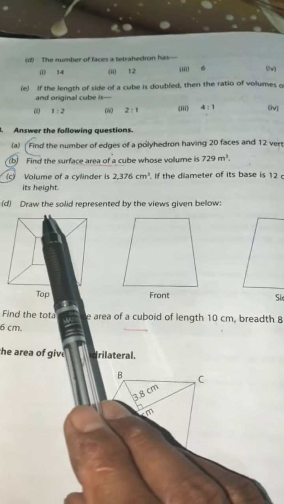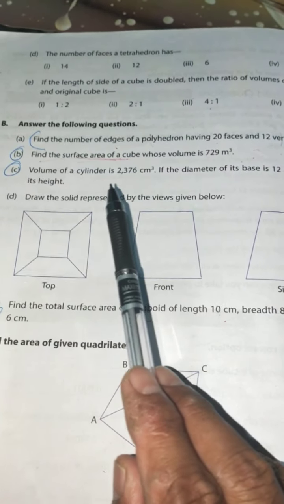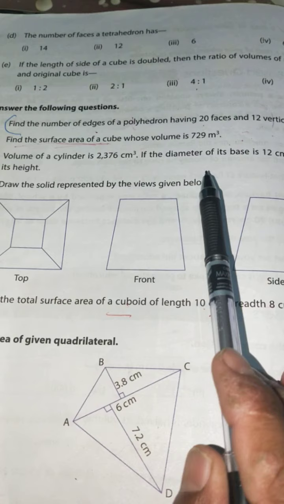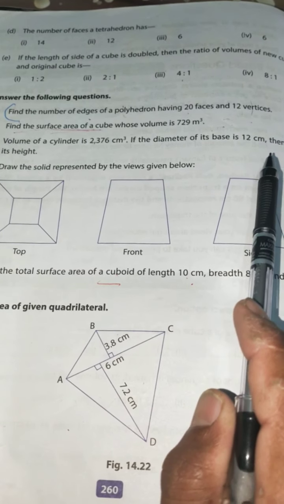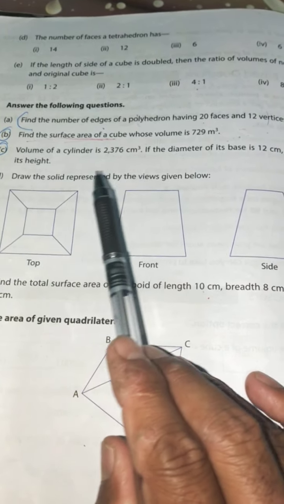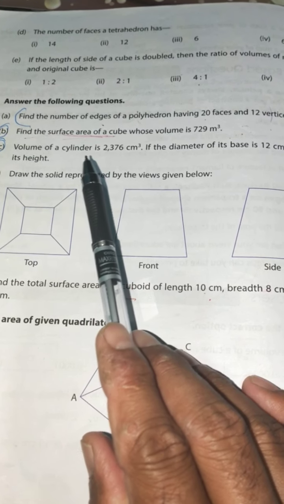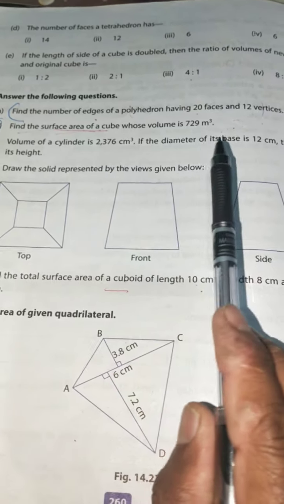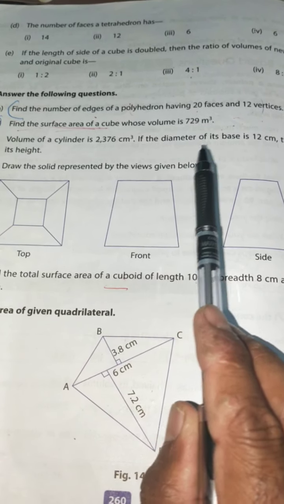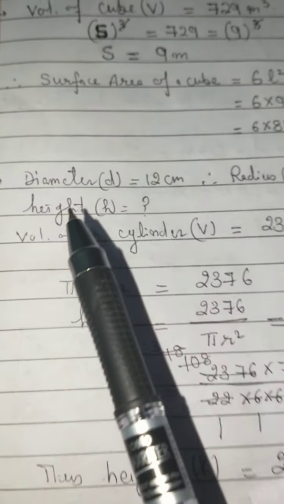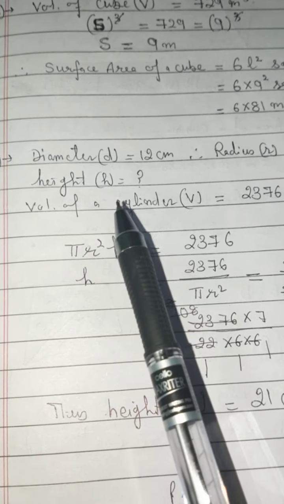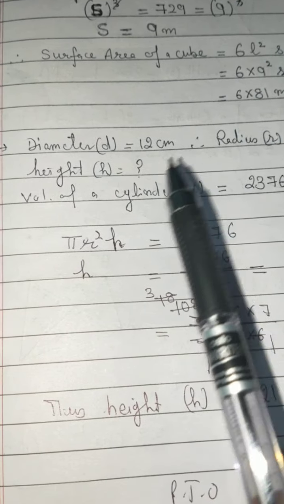Third, volume of a cylinder is 2376 cubic centimeter. If the diameter of its base is 12 centimeter, then find its height. To find its height, volume of cylinder is given. What is the volume of a cylinder? Pi r square h is given. Diameter is given. From this diameter you can find radius. After that you can find height. So diameter d is equal to 12. Therefore radius is equal to 6 meter. Height h we have to find it from these questions.